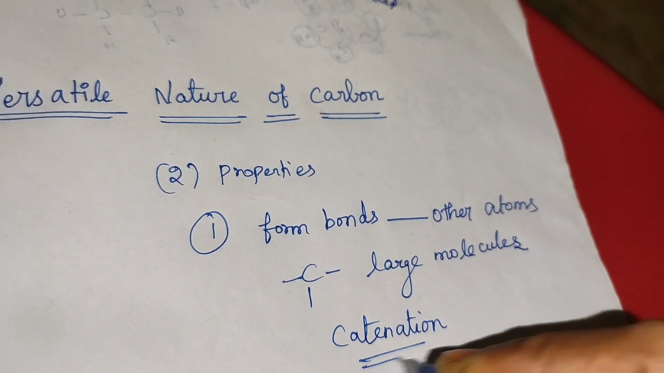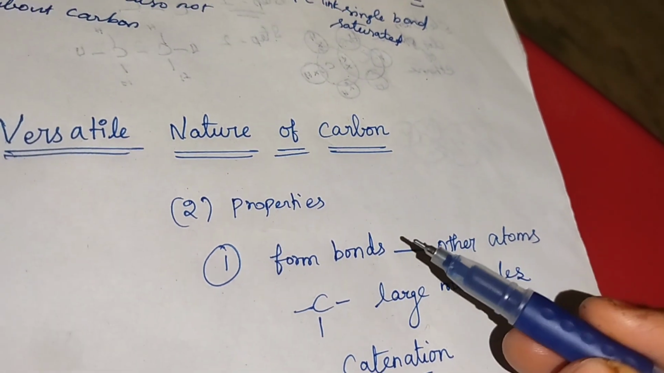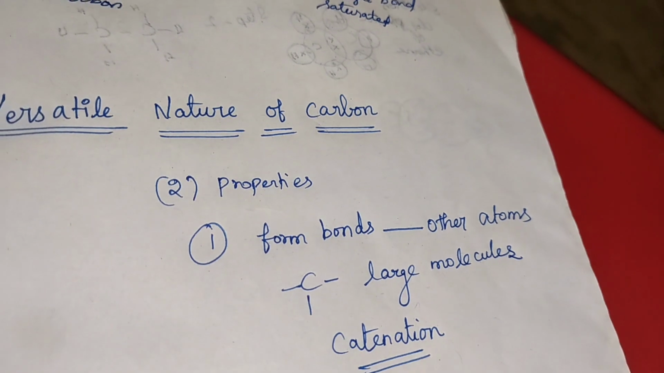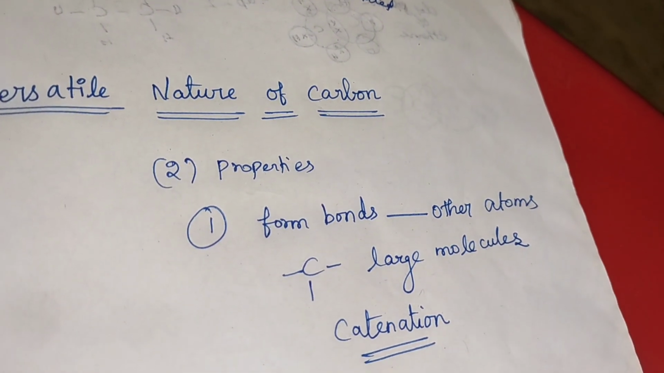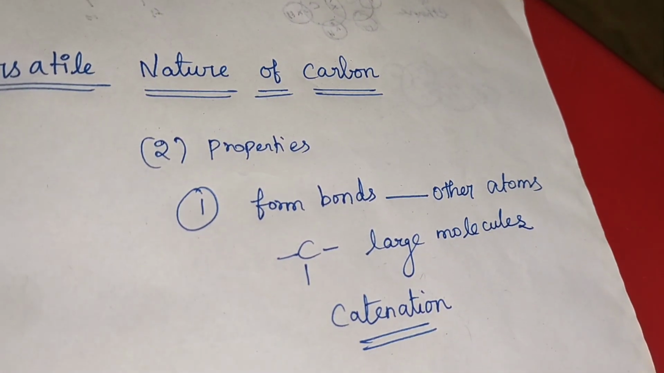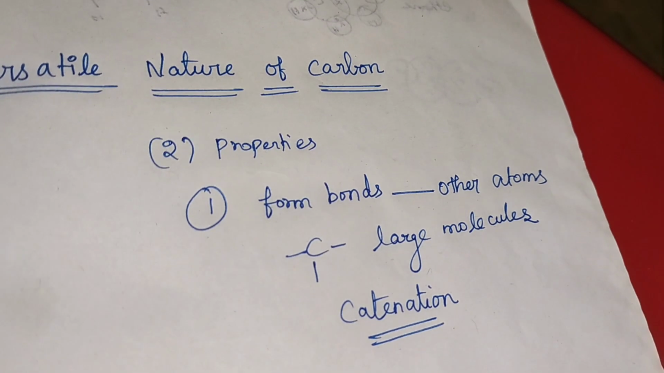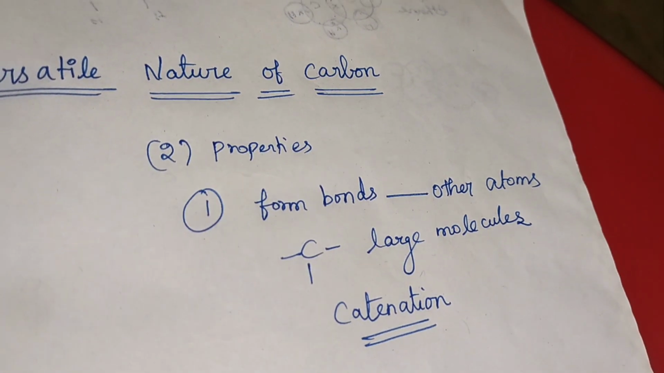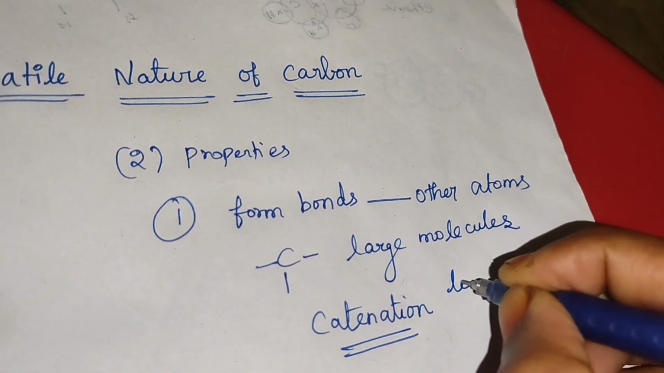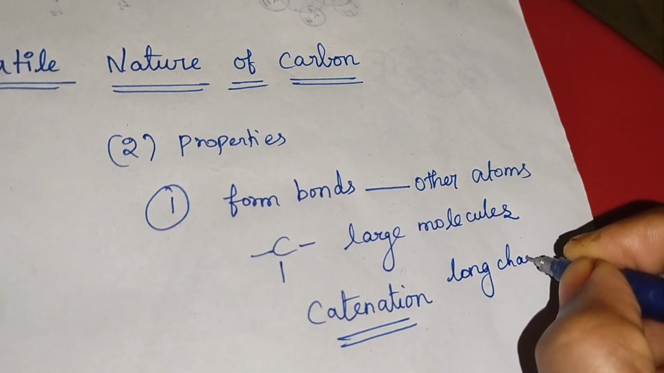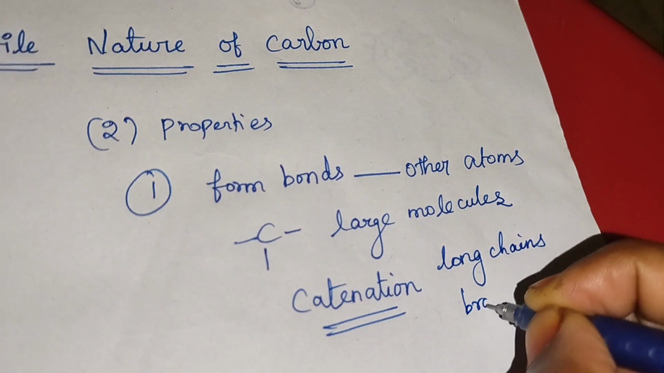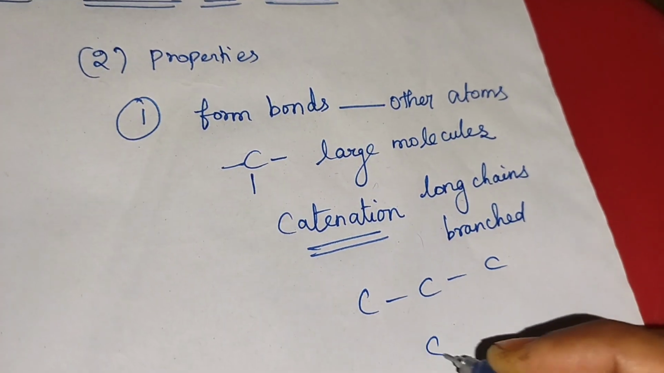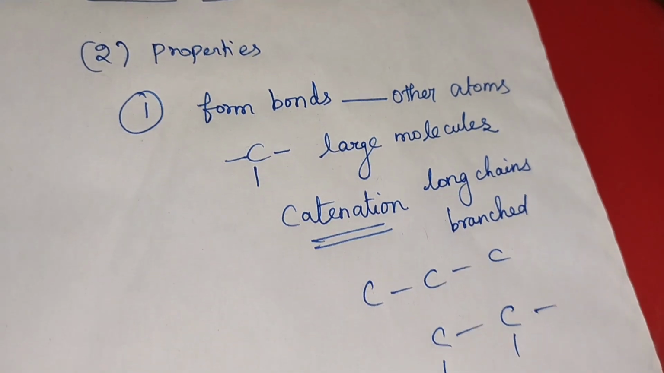What is meant by catenation? Carbon has a unique ability to form bonds with the other carbon atoms or any other atoms. It gives rise to large molecules, and that property is known as catenation. When the compounds are formed, they look like long chains of carbon or branched chains. It may be like this, or it may have branches also.